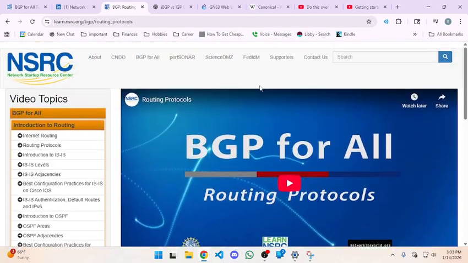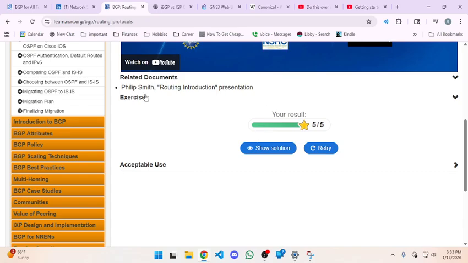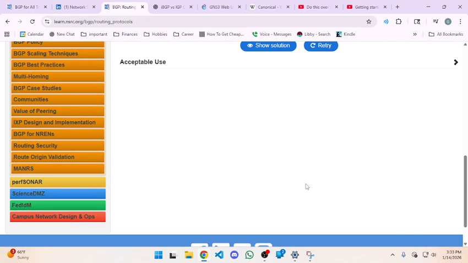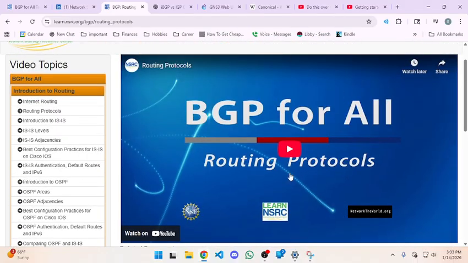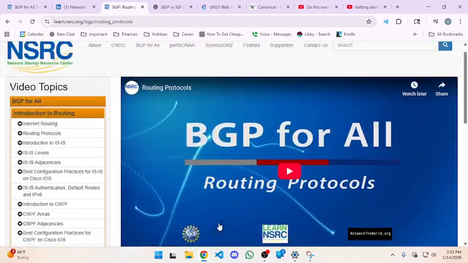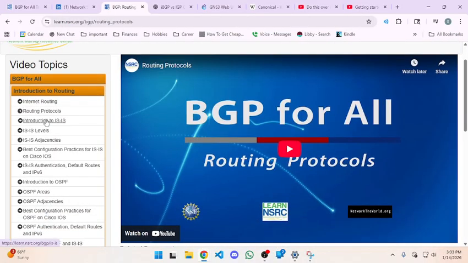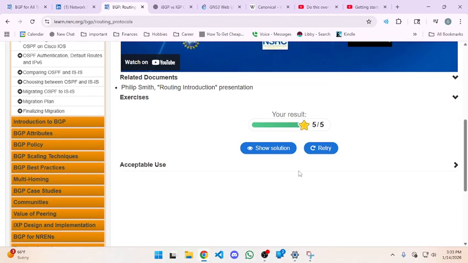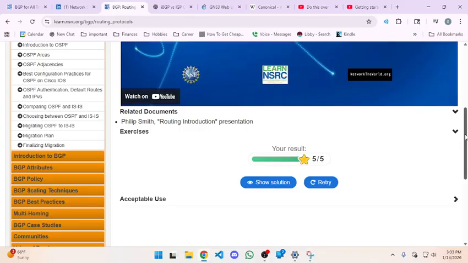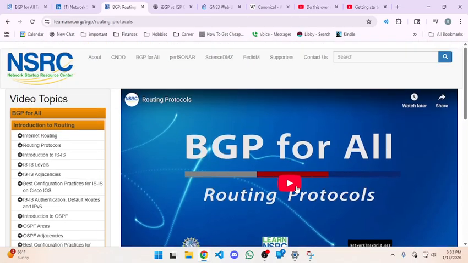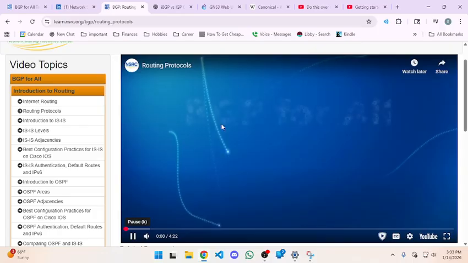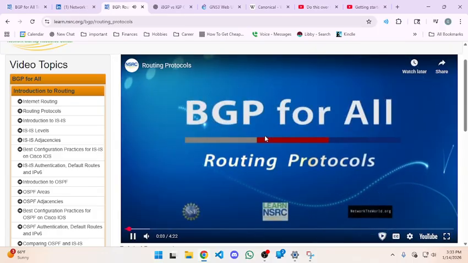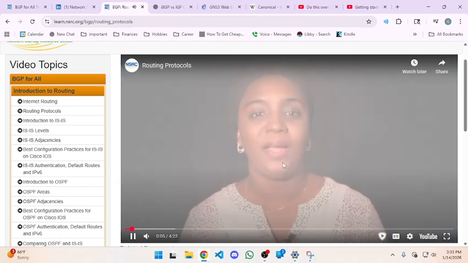So see, there's no header, there's no orientation. That's what I need here, is orientation. Like what section is this for? I think it's routing protocols, but I can't remember if it's internet routing or introduction to ISIS. So I need that somewhere to know. Otherwise, I can't orient myself. And if I click this, it just takes me to the first in the playlist. Oh no, okay. So this does help me orient myself.